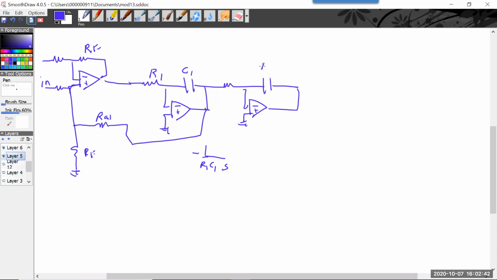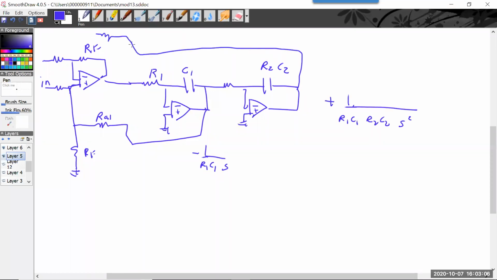Now here, what's coming out of here is plus 1 over R1 C1 R2 C2 S squared. It's already positive. We use negative feedback for these things, so I have to put it on the inverting side. Okay, and that's A2.